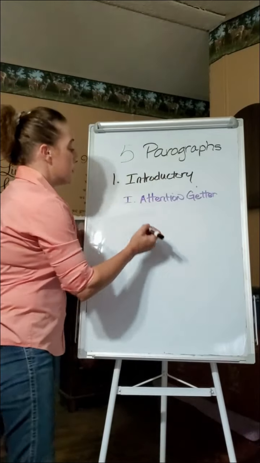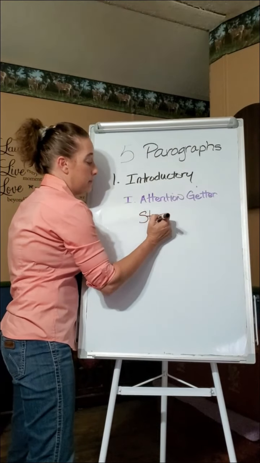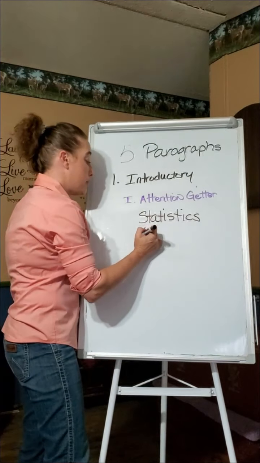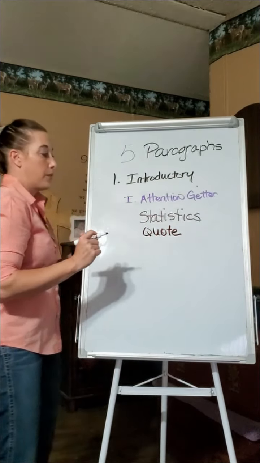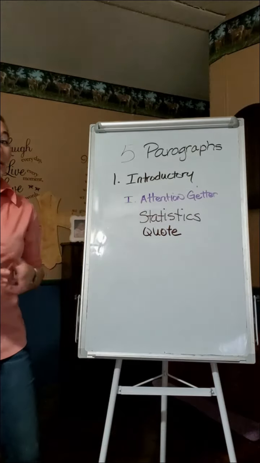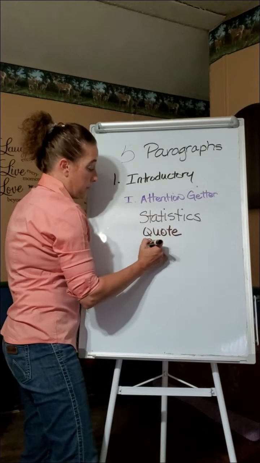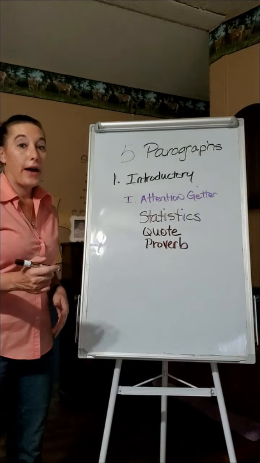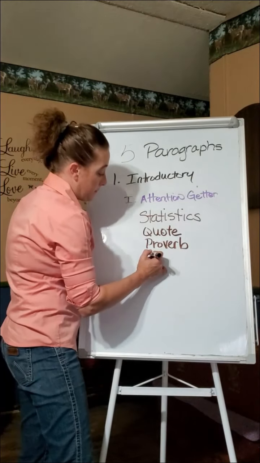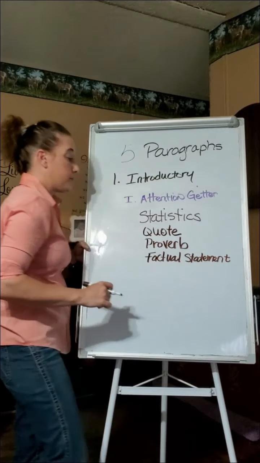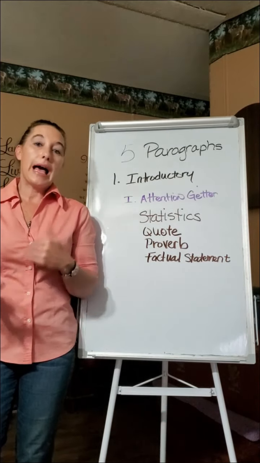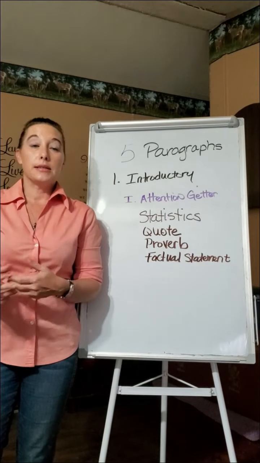You can use statistics. You can use a quote. You can use a proverb. And you can use a factual statement. As an attention getter, you don't want to ask a question, you want to make a statement.